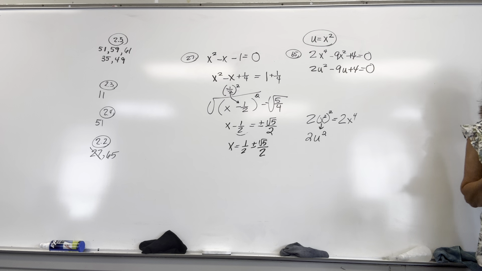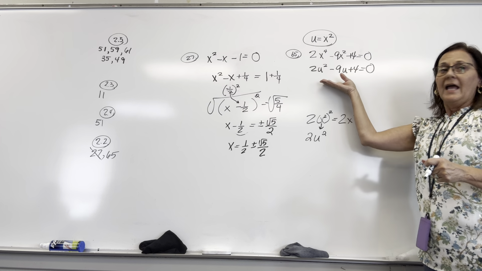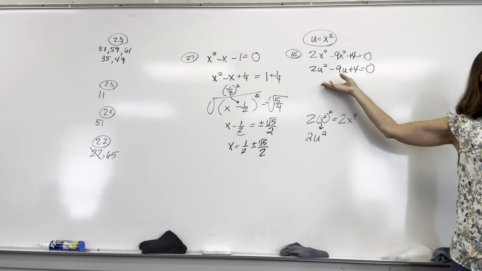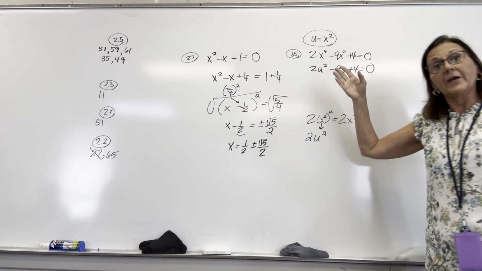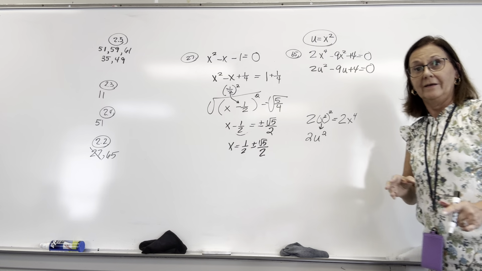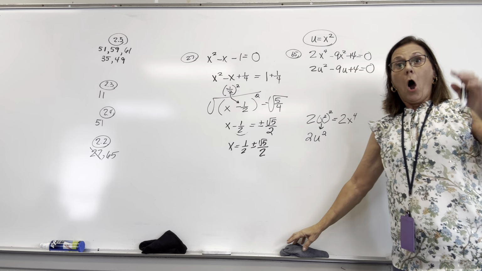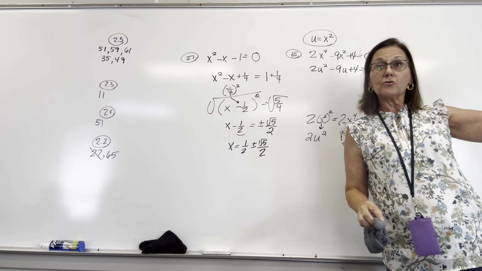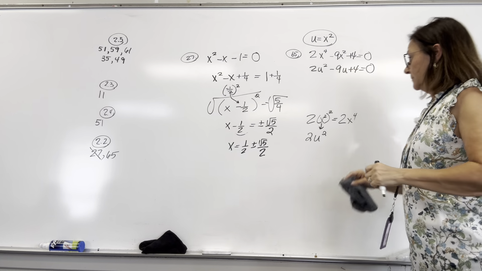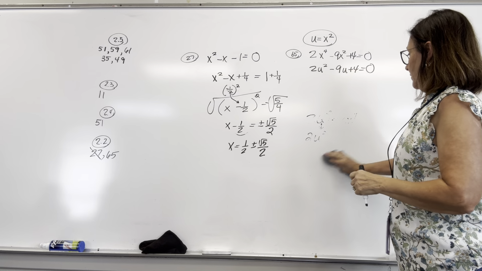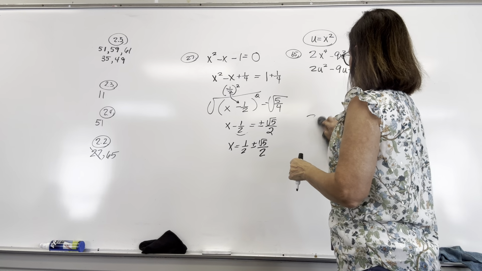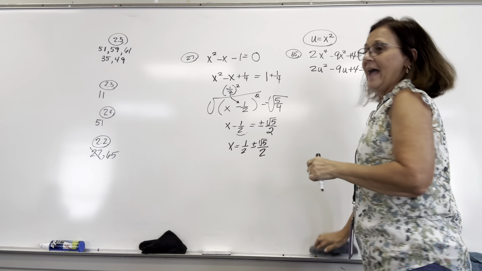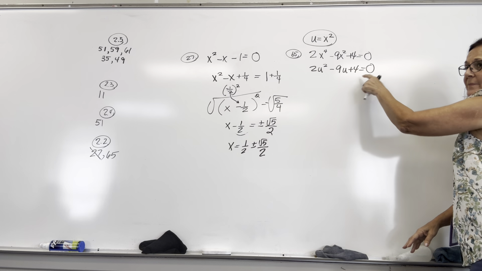Why do we do this? It makes it look like a quadratic. So then once we solve for u, we go back in and put x squared. Will you always use the substitution u equals x squared? Always. And we're going to do that when we get to trig as well. We're going to substitute u.